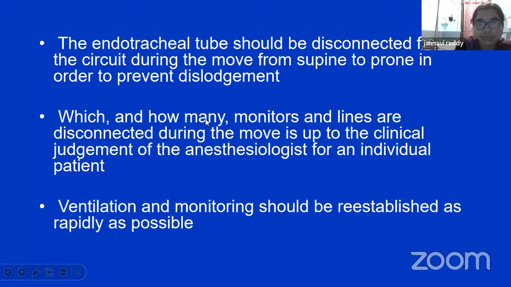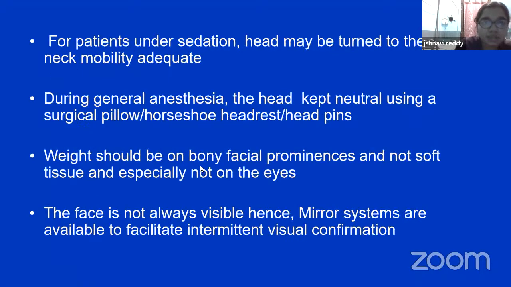The endotracheal tube should be disconnected from the circuit while moving the patient from supine to prone position in order to prevent dislodgement. And the monitors are also disconnected from the patient while changing the position from supine to prone. But which monitors are disconnected is up to the judgment of the anesthesiologist and depends on the patient's condition. And ventilation and monitoring should be re-established after turning the patient to prone as rapidly as possible. For a patient under sedation, the head may be turned towards one side if neck mobility is adequate. During general anesthesia, the head is kept neutral using surgical pillows, a horseshoe headrest, or head pins.